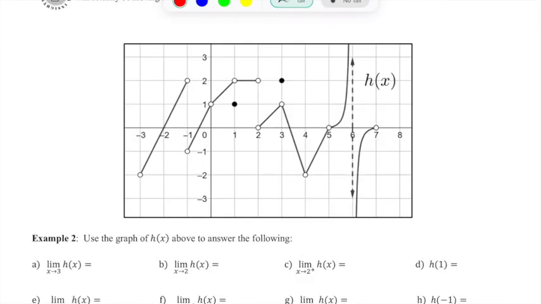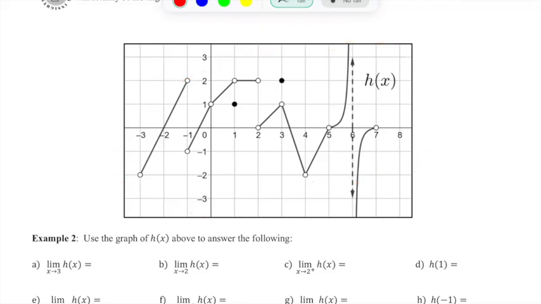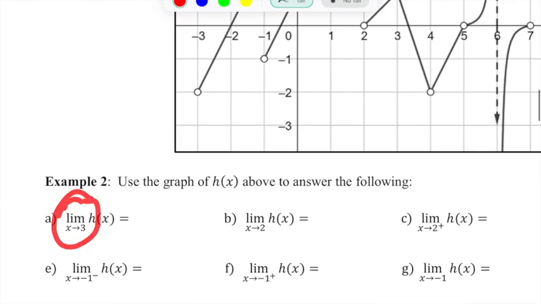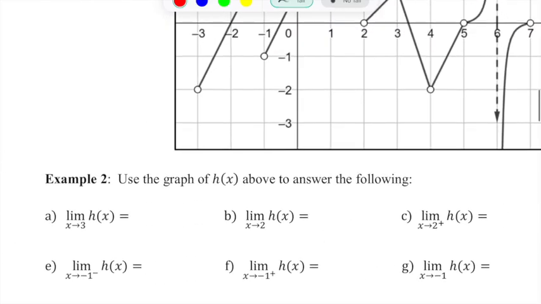Okay, for this next practice, for example 2, it's just having you look at all these values. It's going to ask you limits, and it's going to ask you what is the value at a certain x. So notice, this right here means as you are approaching 3 from the left and the right, so they have to agree. Same here, as you approach 2. This one says as you approach 2 from the right. And if you look at this one, this is not a limit at all. It's just asking what's the value at x equals 1. So be mindful of that.